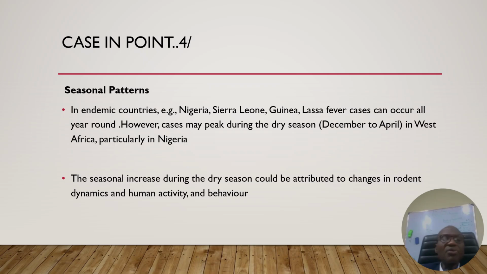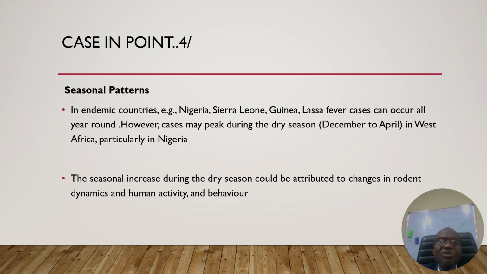Anyway, when you see the slide, you can look at the part of West Africa where it's really occurring. And that was what was shown in the map. And that was for Nigeria, but it also occurs in other countries like Sierra Leone, Guinea, Liberia, Togo. And we have evidence of cases now in Ghana and Cote d'Ivoire. So endemic countries typically are Nigeria, Sierra Leone, Guinea, and even Liberia. Cases occur all year round now.